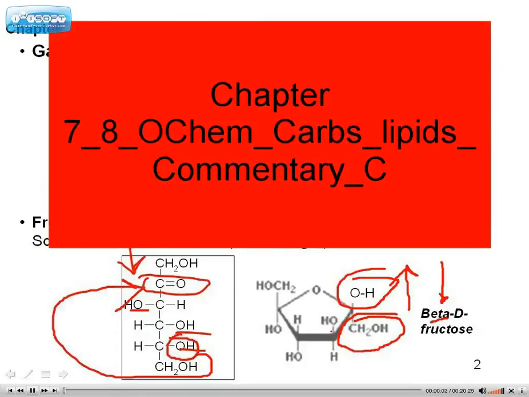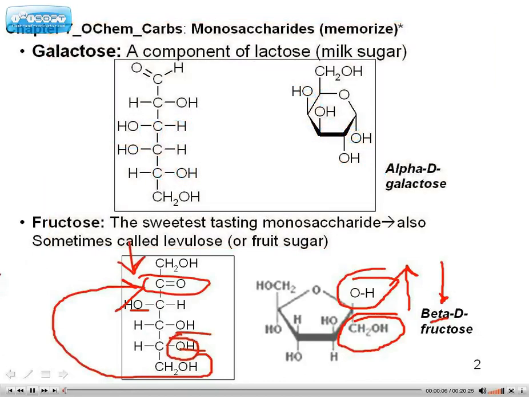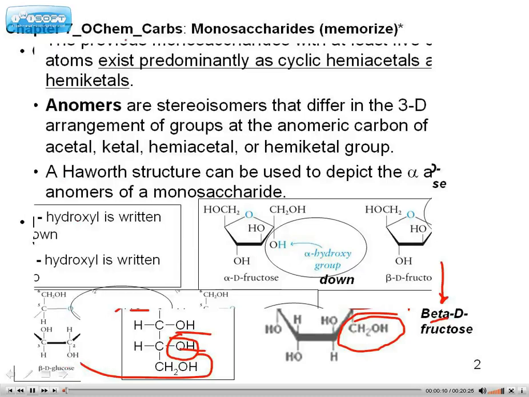Fructose. So fructose is the hardest one to get down, so make sure to practice that one. Let's go ahead and move on to the remaining slides.